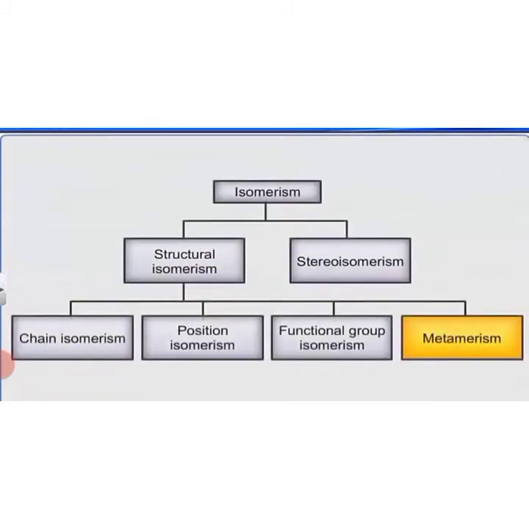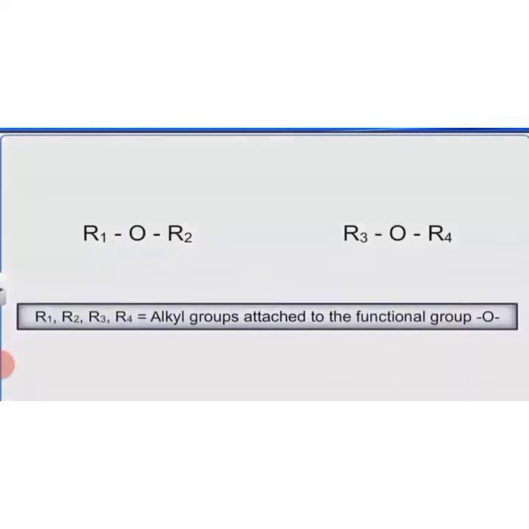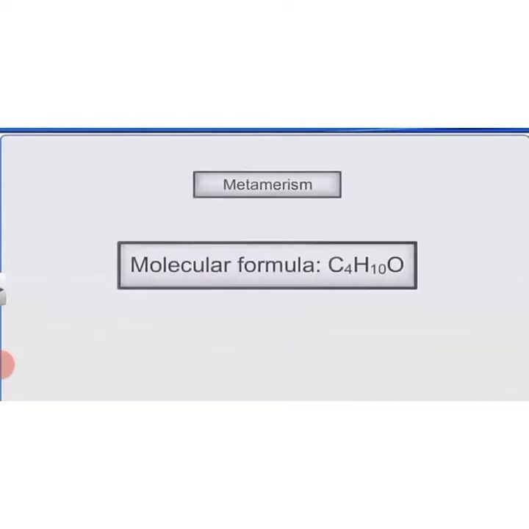Finally, let's look at metamerism. Compounds that have the same molecular formula but different alkyl groups attached to the same functional group are called metamers, and the phenomenon is known as metamerism. This type of isomerism occurs due to the difference in the nature of the alkyl group attached to the functional group. Metamers always belong to the same homologous series.